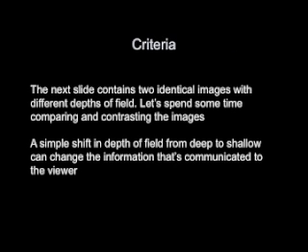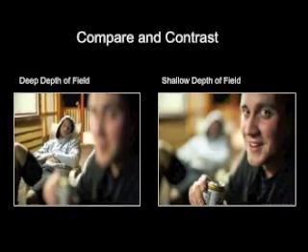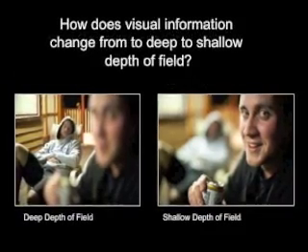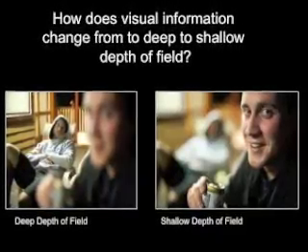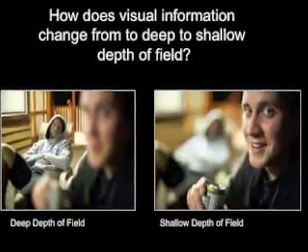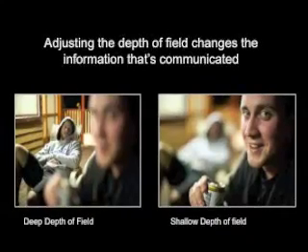Criteria: the next slide contains two identical images with different depth of field. Let's spend some time comparing and contrasting the images. A simple shift in depth of field from deep to shallow can change the information that's communicated to the viewer. How does the visual information change from the deep to shallow depth of field? Adjusting the depth of field changes the information that's communicated.